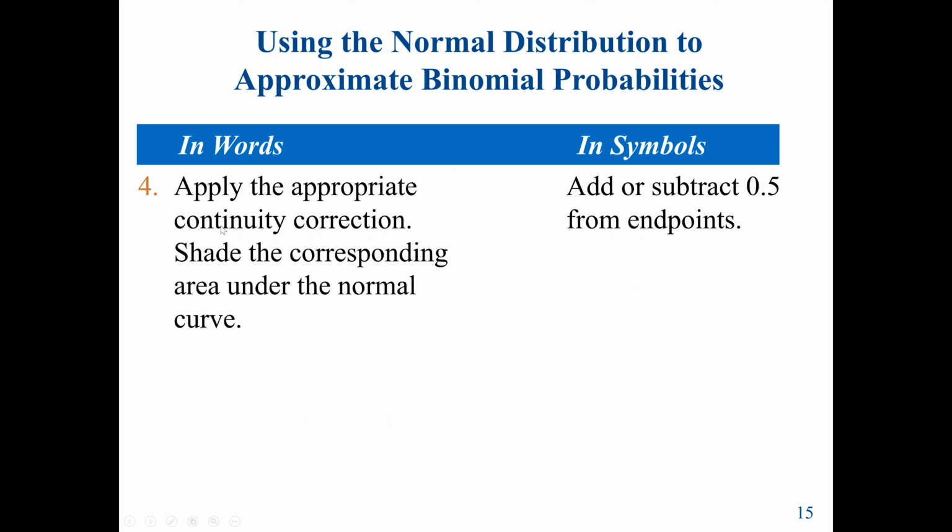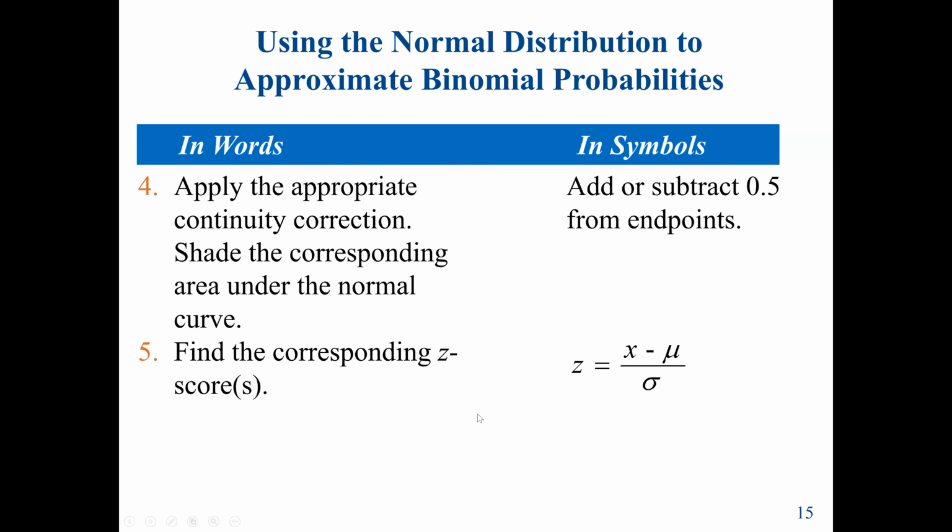Then next, we are going to apply the appropriate continuity corrections. We're going to shade the corresponding area under the normal curve. This means we are going to add or subtract 0.5 from the endpoints. To the left endpoints, we subtract 0.5. To the right upper side, we add 0.5.